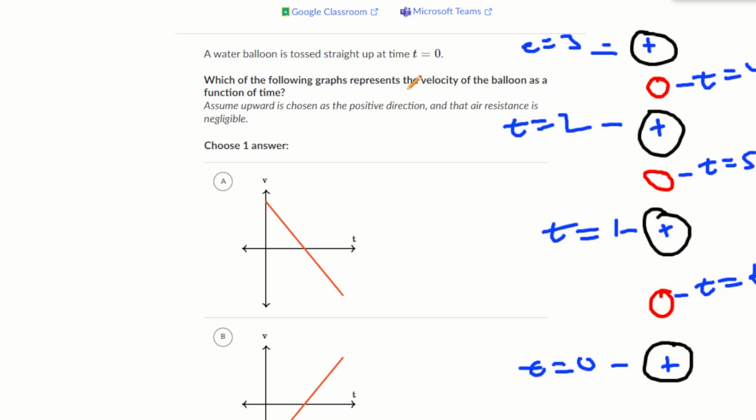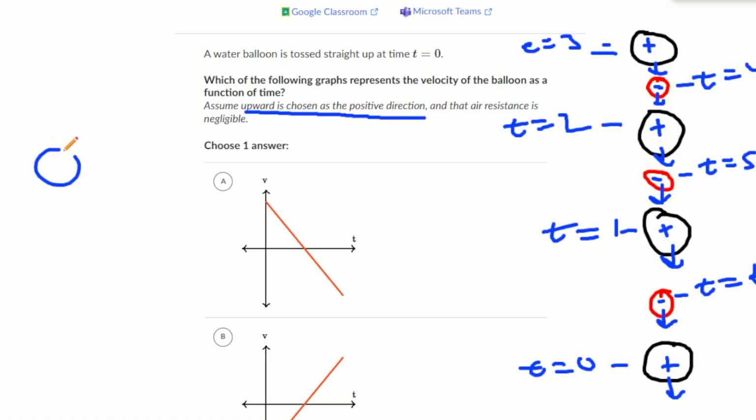But it's going to come back down because gravity is going to pull it down. No matter where you are, gravity is pulling it down. Because the acceleration is constant, gravity is constantly pulling down on the water balloon no matter where it is. Knowing that, when the water balloon comes back down, its velocity is going to start to become negative because it's going down in the negative direction. Because as we said earlier, upward is chosen as a positive direction.